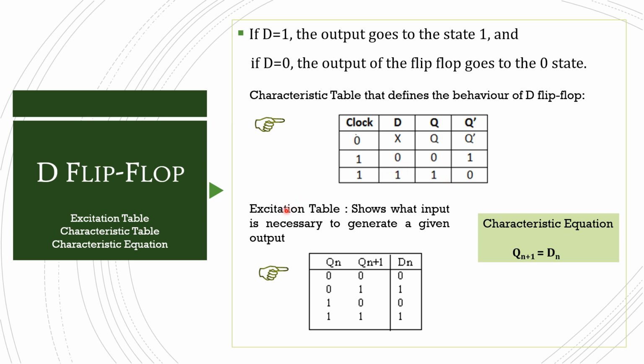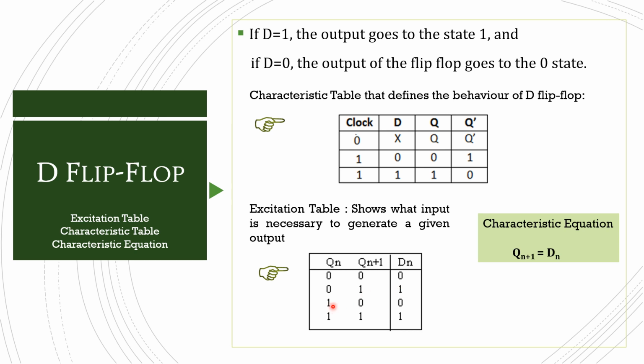Now let's draw the excitation table, which shows what input is necessary to generate a given output. If the previous state is 0 and the next state we need is 0, then the input value D should be 0, because we need the next state to be 0. So to generate the 0 output, we need to give the input as 0. If the previous state is 0 and the next state we need is 1, then the D input also should be 1.